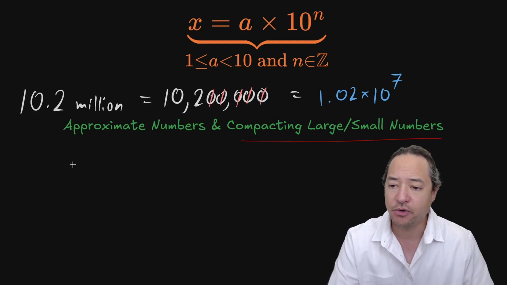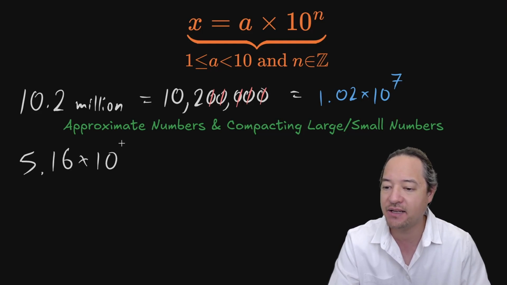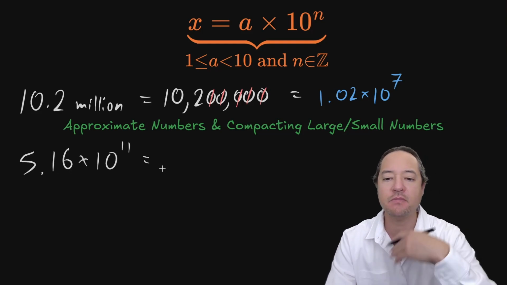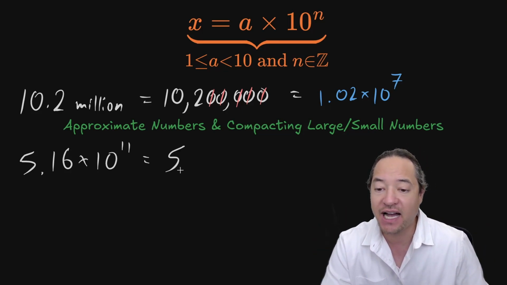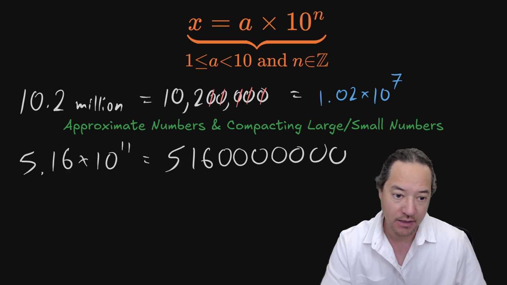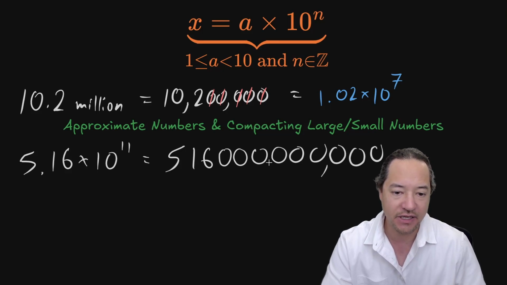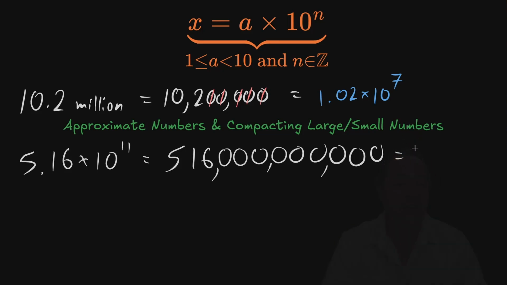So let me give you an example. Here's another number written in scientific notation. How about 5.16 times 10 to the 11? If I was to write this down in a full decimal expansion, well, I'd have to write a 5, and then I need 11 places. So 1, 2, 3, 4, 5, 6, 7, 8, 9, 10, 11. Comma here, comma here, comma here. We can see that what this number actually represents is 516 billion. That's a big number.